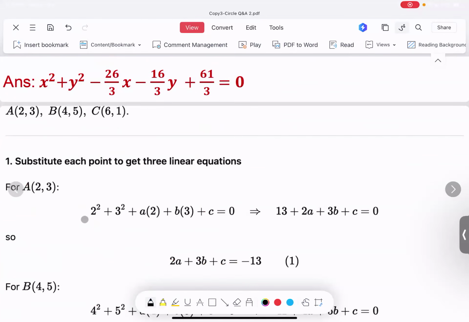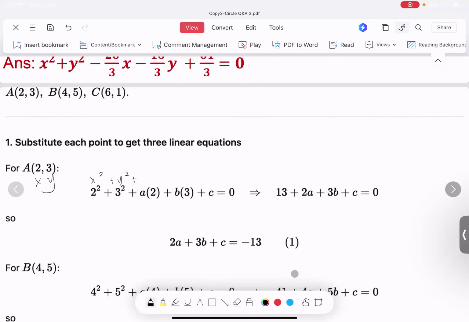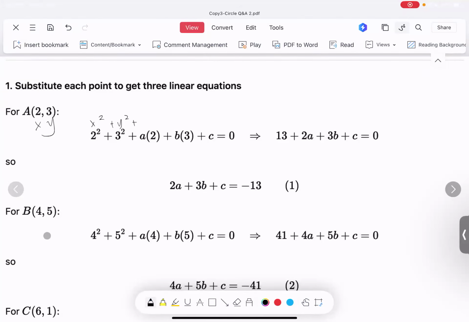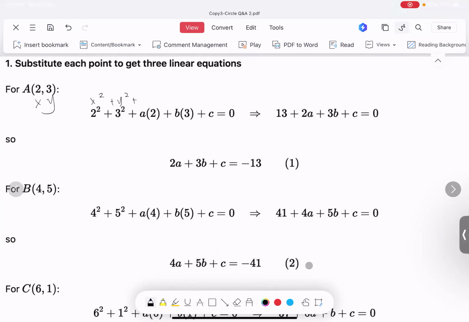Because this one is your X, this one is your Y. So this one is actually the X square plus the Y square plus, okay, A2 plus B3 plus C is equal to 0. So you get this first equation, equation number 1. And then by second point, you do the same thing also. Also, x squared plus y squared plus a4 plus b5 plus c, your second equation is produced.